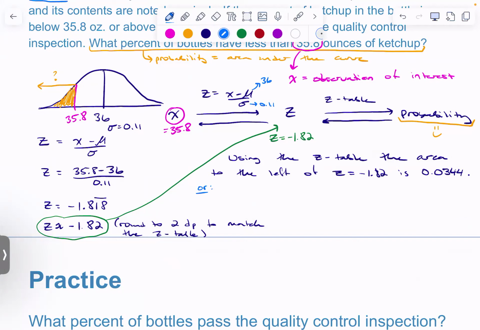Or you can write the probability that Z is less than or equal to negative 1.82 is 0.0344. That's shorter, but takes some practice. So if you want to write that, that's cool. I'll know what you're talking about, but you can write it in words too. They say the same thing.